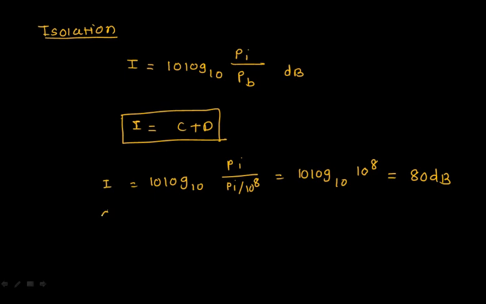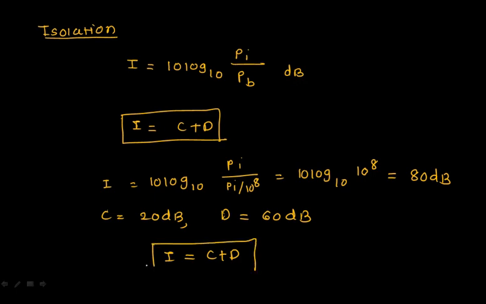So your coupling factor was 20 dB, your directivity was 60 dB, and the addition of that gives you the 80 dB. So always the isolation is your C plus D kind of thing. So you do remember this while doing the practicals also. So this is all about the performance parameters of your directional coupler.